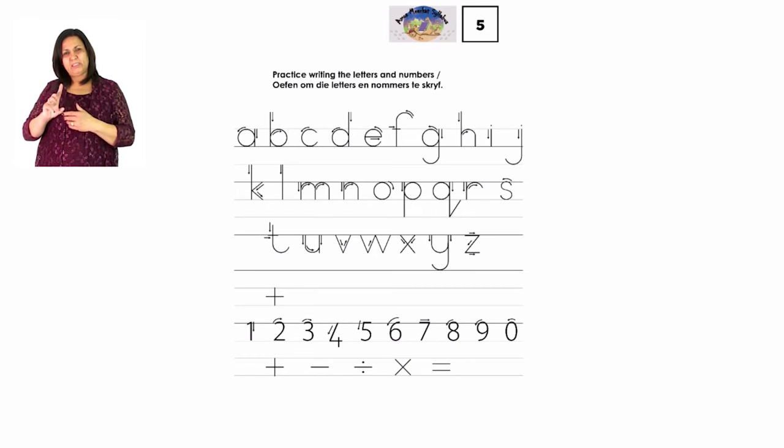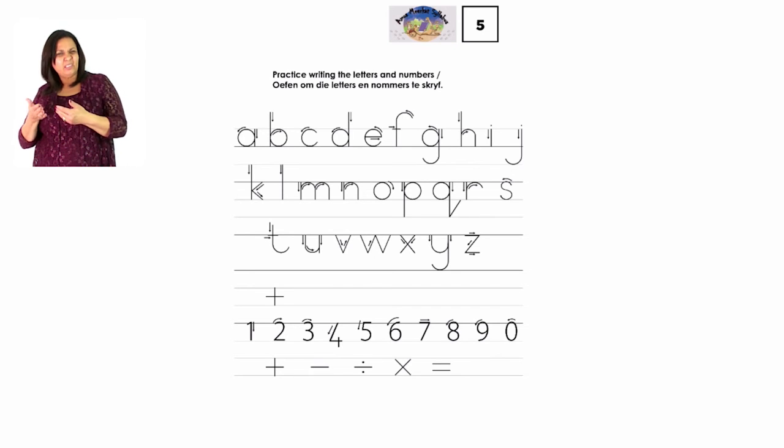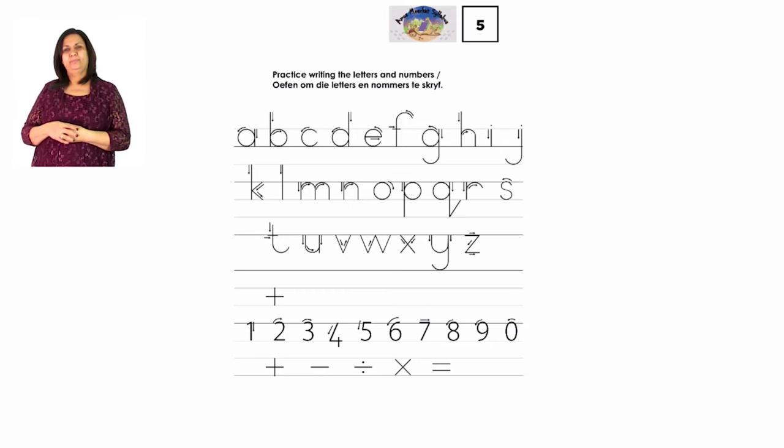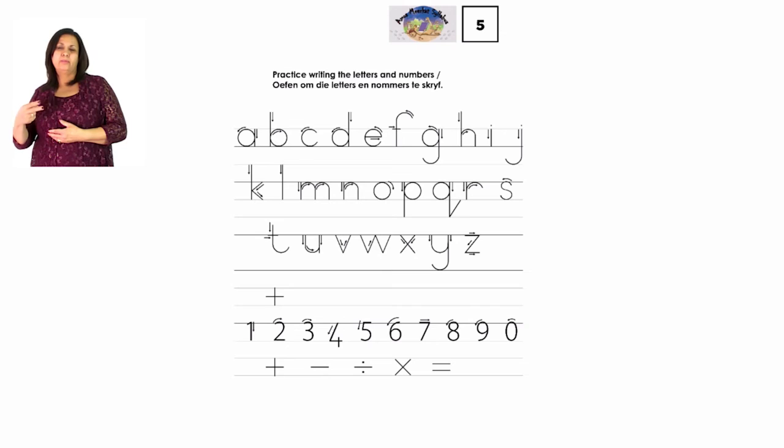The last sign in the row is an easy sign that we use daily in our mathematics. That is an equal sign or equals to. Whenever we want to give an answer, we put the equal sign. So well done, boys and girls.